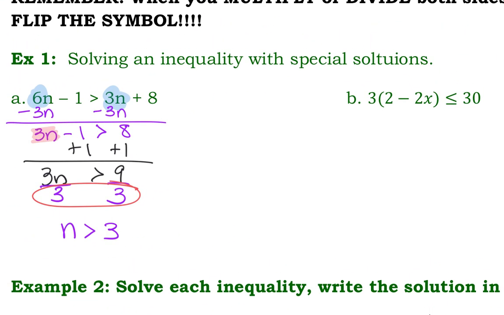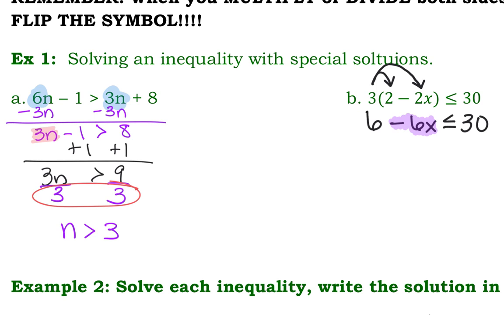All right. Next one is the distribution one. So what am I distributing? The 3. Good. So then what's 3 times 2? 6. What about 3 times -2? -6x. And that's less than or equal to 30. And again, for those of us that need to, we highlight that variable. That's a -6x. I need to put that 6 and that 30 together.